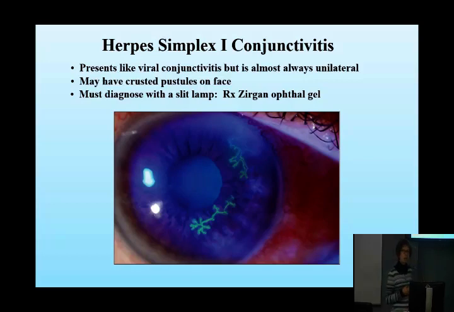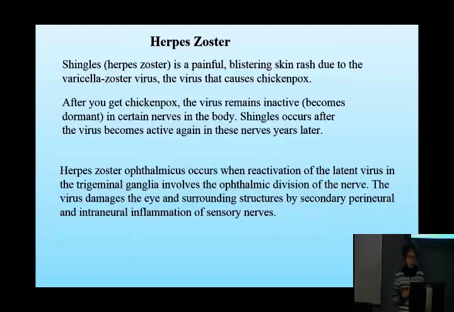So there's herpes simplex, which is the same as cold sores, and we're talking herpes simplex number 1. Herpes number 2 is the genital disease. People who have herpes in the eye, it is not the same as the genital herpes.